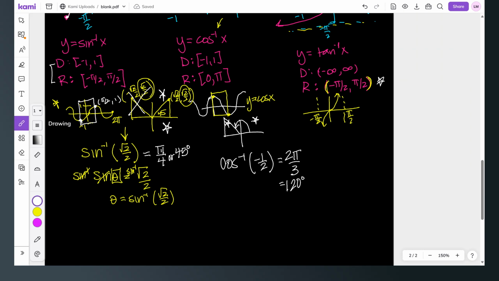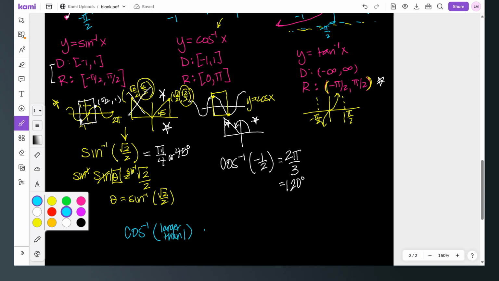Okay, another thing to note. If they ask you for cosine inverse or sine inverse of a number that's larger than 1 or smaller than negative 1, it's undefined. There's no solution.